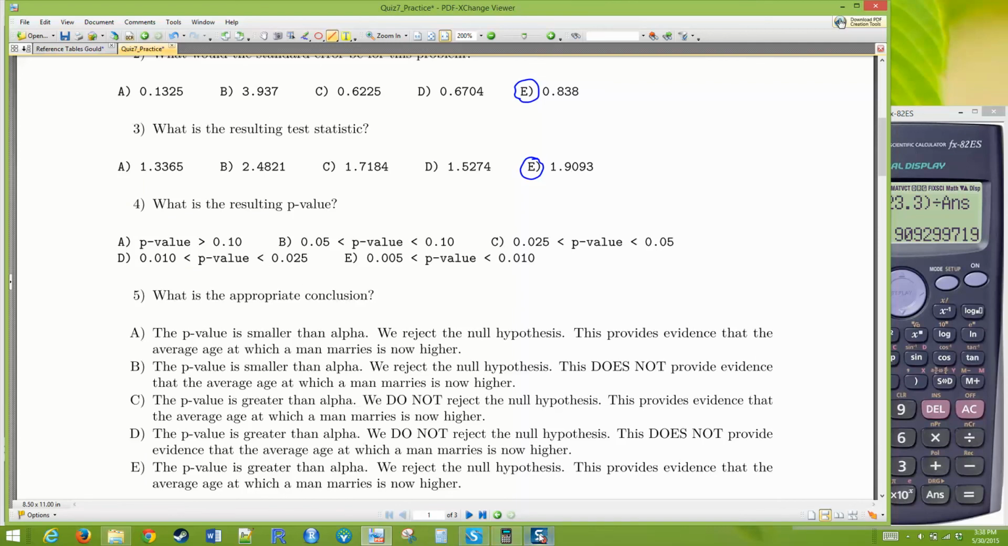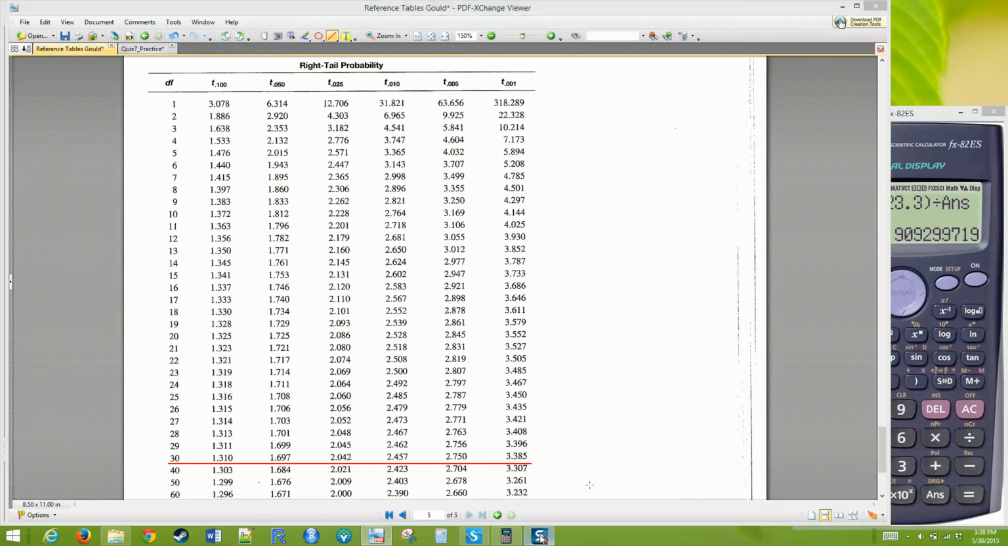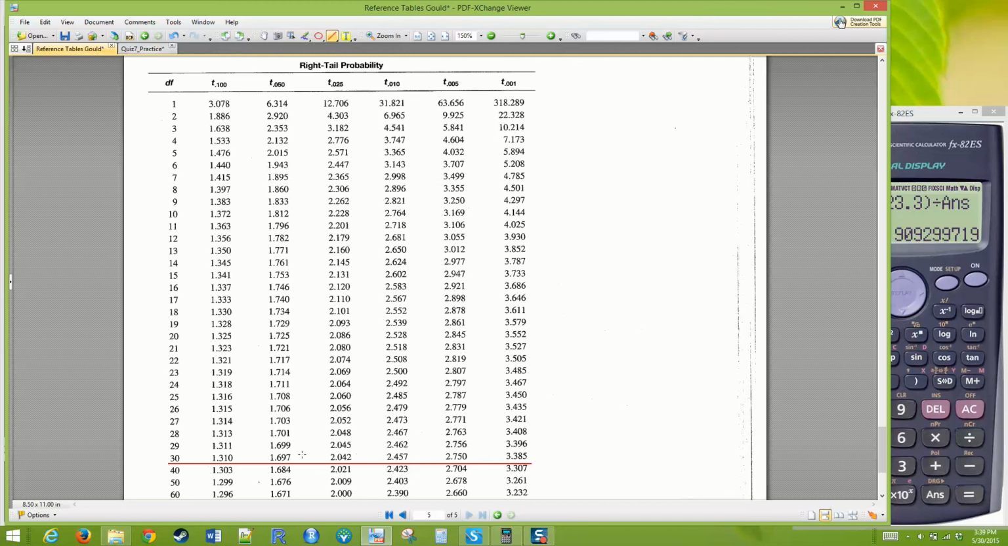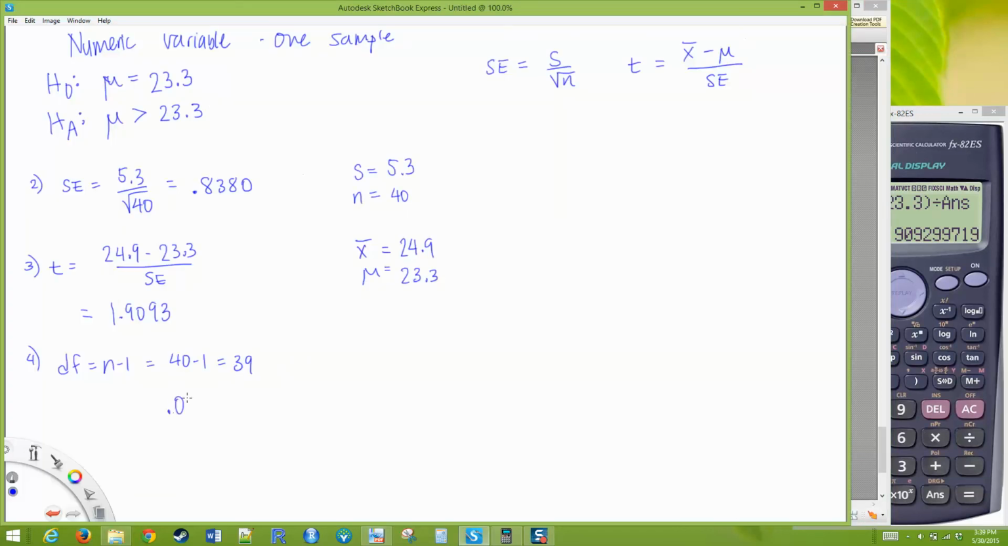And we're going to look for the value 1.9093. Looking for 1.9093, we see that 1.9093 fits in between 1.697 and 2.042. So this means our corresponding tail is going to be between 0.050 and 0.025. So we have 0.050 and 0.025, and our tail is between that. Looking at our signs, we're going to put our signs pointing that way, or we can also write it this way. Either way is fine.